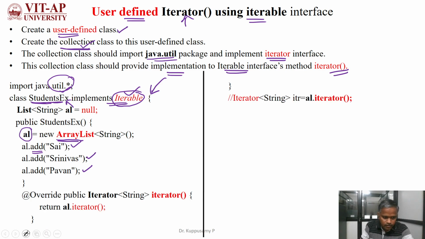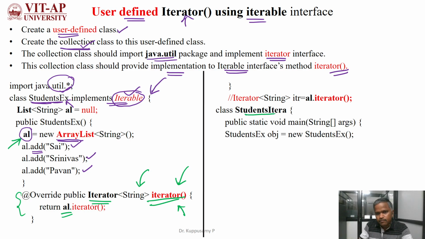Now I am writing the user defined iterator method. Look here, this is the user defined iterator method, created from the Iterator interface, with the data type String. So whenever we call the method, the built-in iterator method is automatically overridden by this user defined code, and it will return the values which are stored in the object variable al.